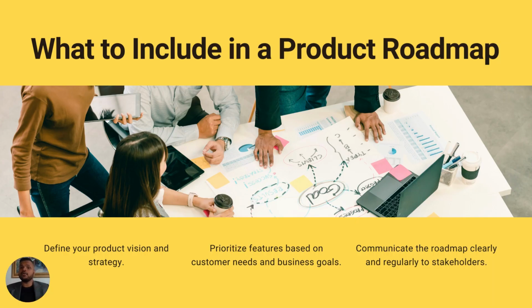Now, let's take a look at what we are going to actually include in a product roadmap. I categorize these into three important things. The first thing is you'll have a definition of your product vision and strategy. The second part would be the features, the prioritized features that are based on the customer needs and your business goals. These are going to be different, unique, and very specific to the company or the practice that you belong to.